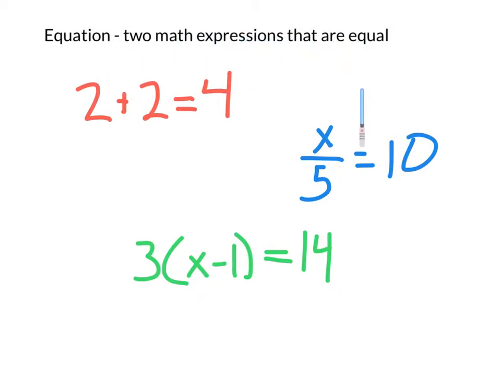The big giveaway for an equation is if it has an equal sign, like these equations below. 2 plus 2 equals 4. x divided by 5 equals 10. 3 times parentheses x minus 1 equals 14. All equations have an equal sign.